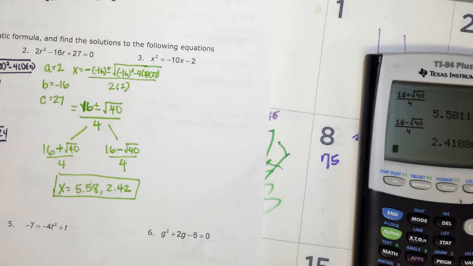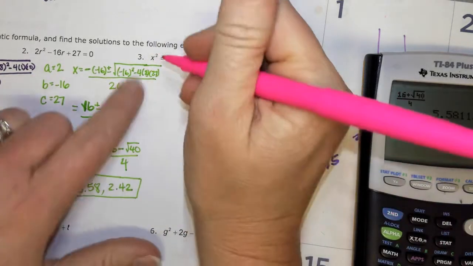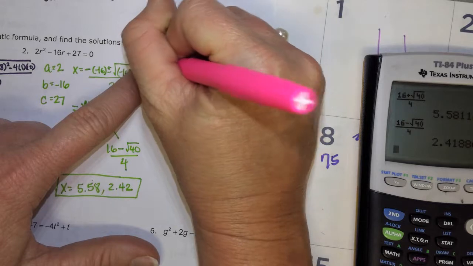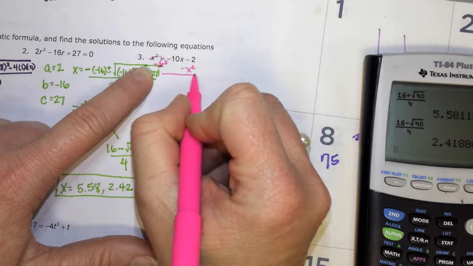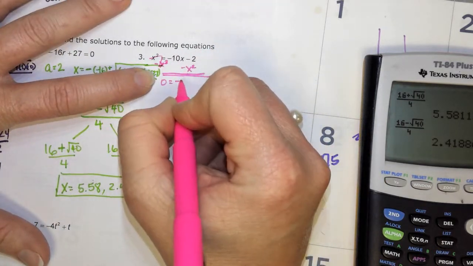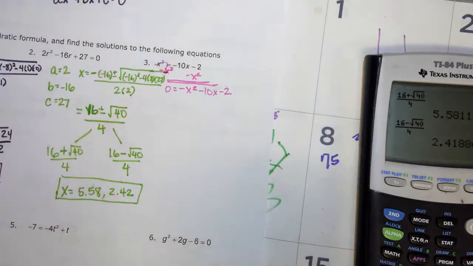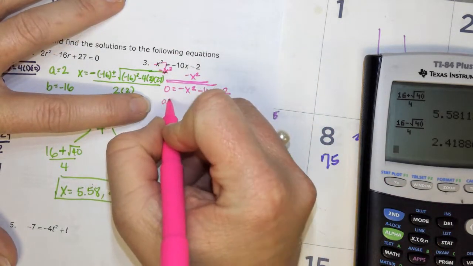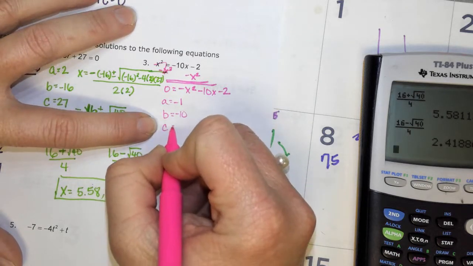All right, so now for number 3, this one, my equation is not set equal to 0. So what I'm going to do is just subtract x squared from both sides so that I have to do the least amount of work as possible. So then I would have 0 equals negative x squared minus 10x minus 2. So now I'm ready to list out all my values. So A is negative 1, B is negative 10, and C is negative 2.